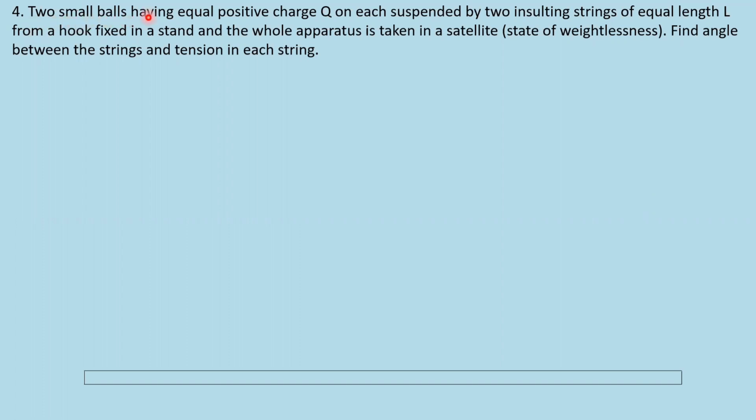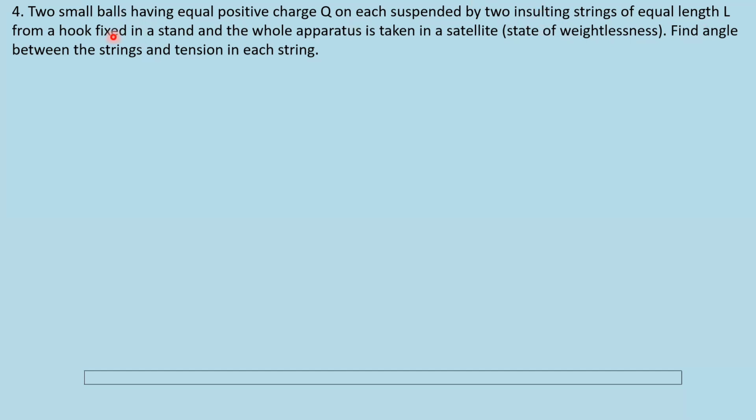It says two small balls having equal positive charge Q. So we have two small balls, and each has capital Q charge, which is positive, suspended by two insulating strings of equal length L. You can see the spelling of insulating is wrong here, so it will be L.